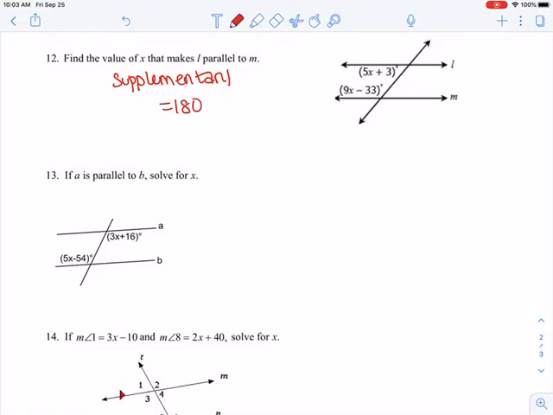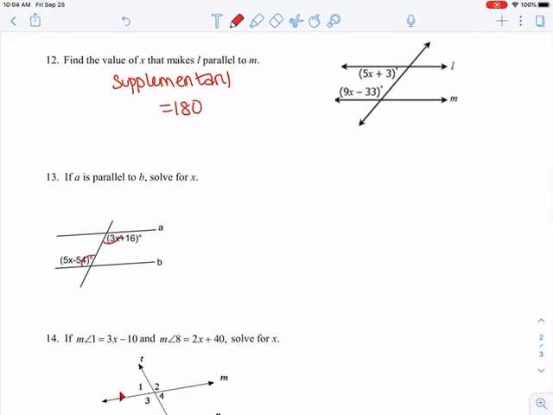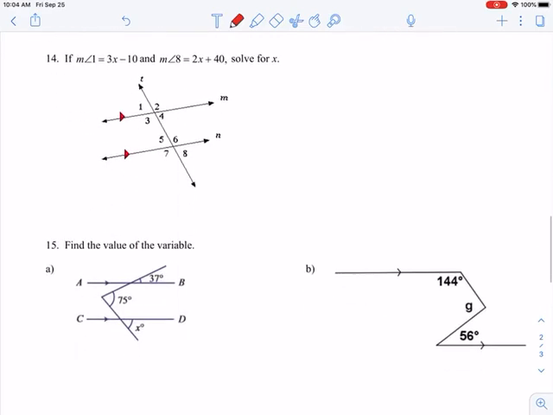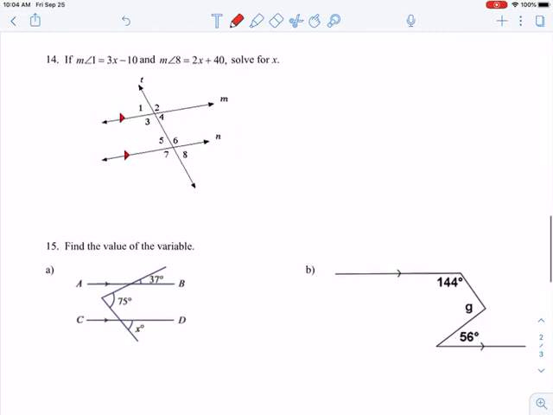For 13, if those 2 lines are parallel, then the 2 angles that are given here are alternate interior angles. And the thing that's special about alternate interior angles is that they're equal. So you'll set those 2 angles equal to each other and then solve. And then for number 14, you're given something about angle 1 and angle 8. Angles 1 and 8 are alternate exterior angles, which are congruent, or equal. So again, you're going to set those two things equal to each other and solve.